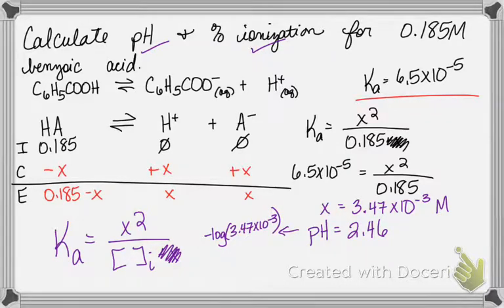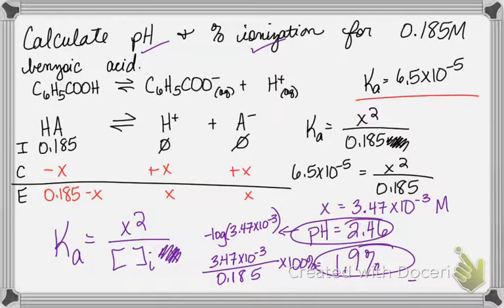Okay, pause the video. Calculate your percent ionization. I got 1.9% for my ionization. And I simply said 3.47 times 10 to the minus 3 divided by 0.185 and times 100%. Okay? So there's the pH and there's the percent ionization.